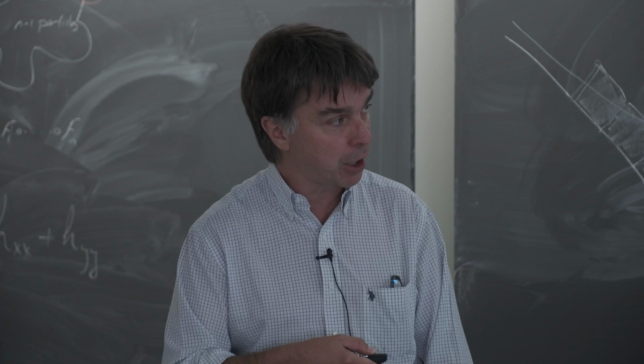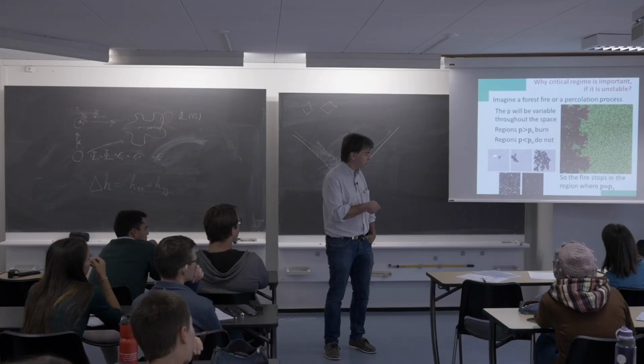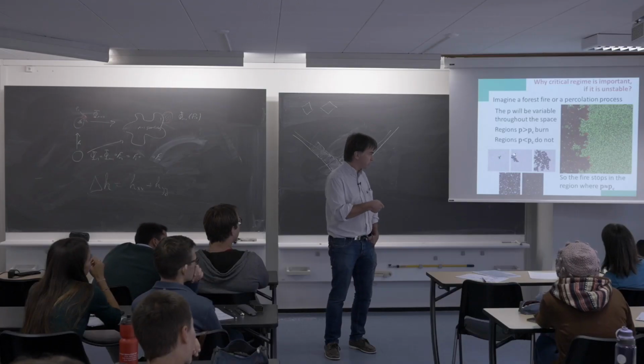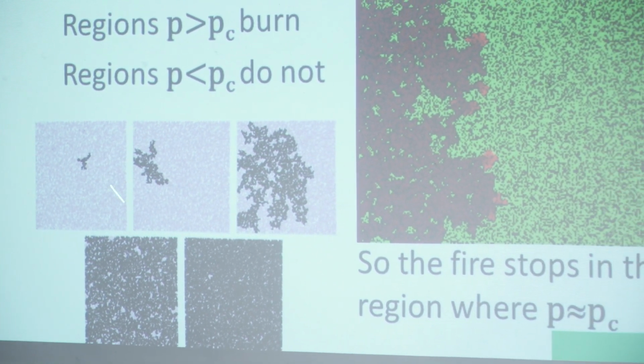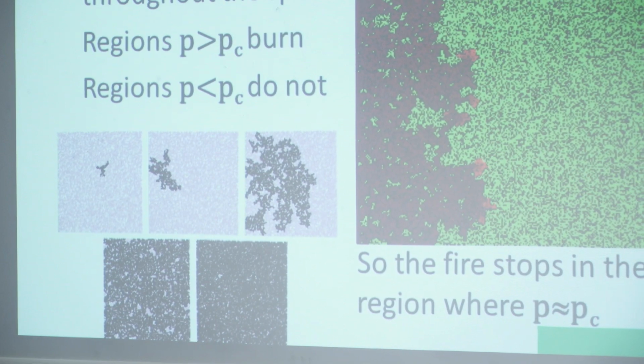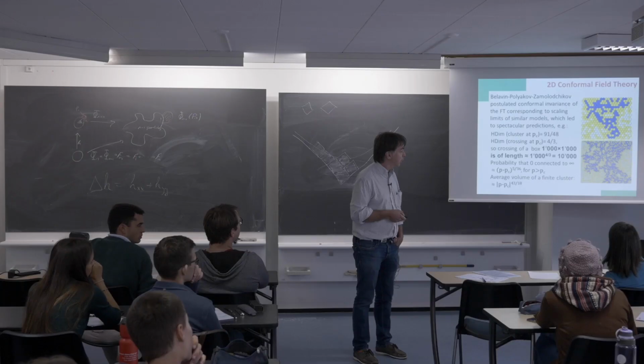So here, for example, what happens if you start a fire in the middle of a forest and you change P? For small values of P, only a small region will burn. For large values, everything will burn. And for critical P, there is this sort of fractal shape, which is reminiscent of something we have seen before.